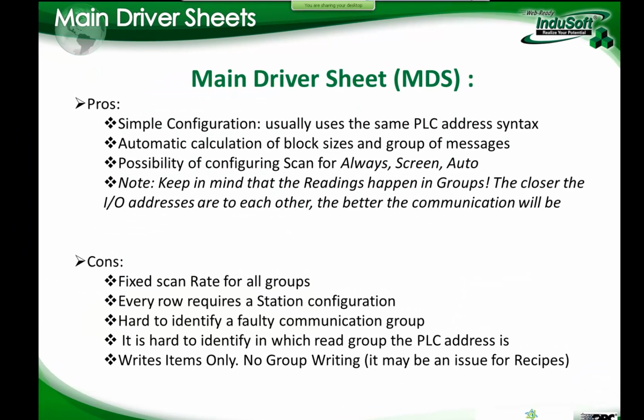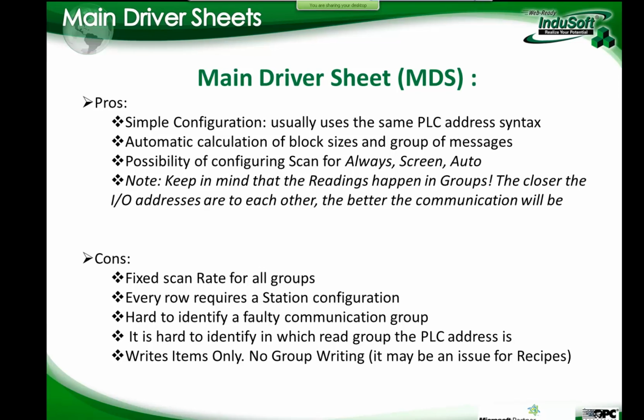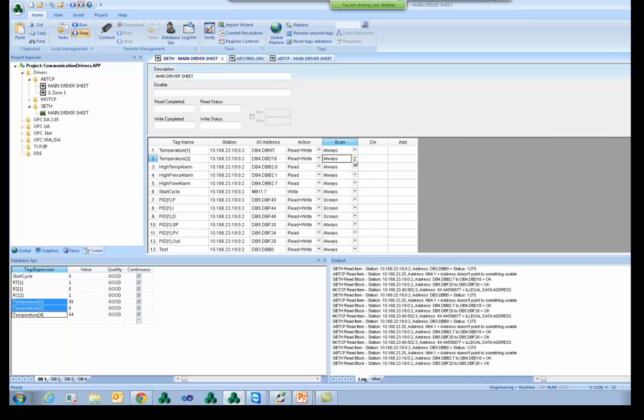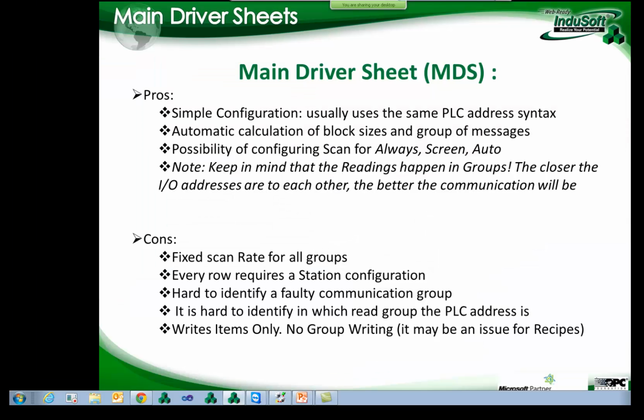You don't need to worry about how we're going to create the messages, so you just put the addresses there, and then the driver in the background is going to sort that out and start sending messages to the PLC. Okay, and to optimize the communication, you can configure when you're going to talk to that address. If it's going to be always, or only when you have the driver running. So here I have the option of always, or only when you have this screen, or you have the option for auto as well. So we have all these different possibilities.